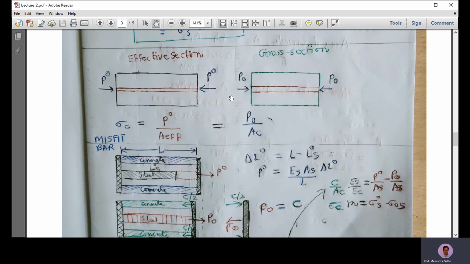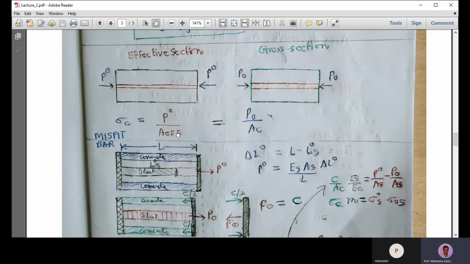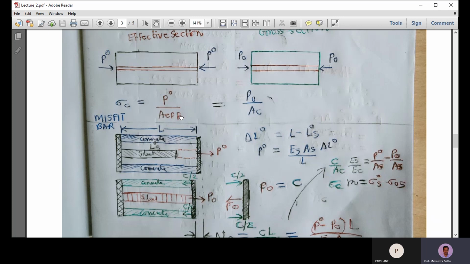Again, I am writing this because when you do the analysis for bending, we will be doing one analysis in the effective section, where we will have effective section properties, and another analysis where we have gross section properties, and we will have a similar relationship there. So this is regarding the effective section, A effective, which is m sigma s plus m as plus AC.